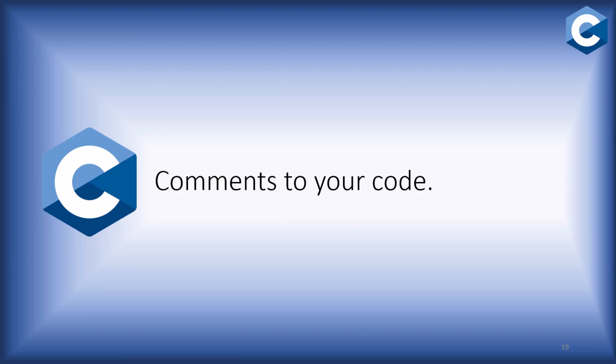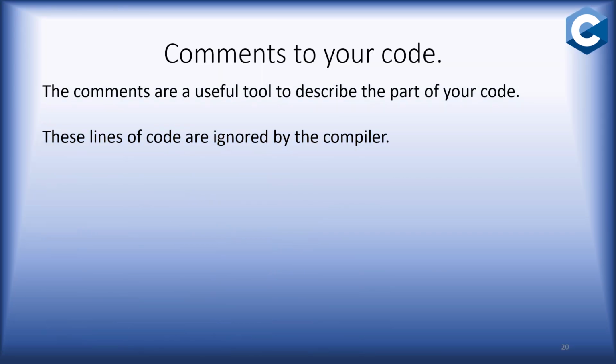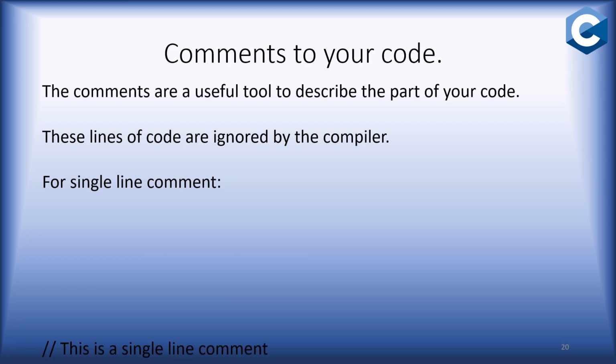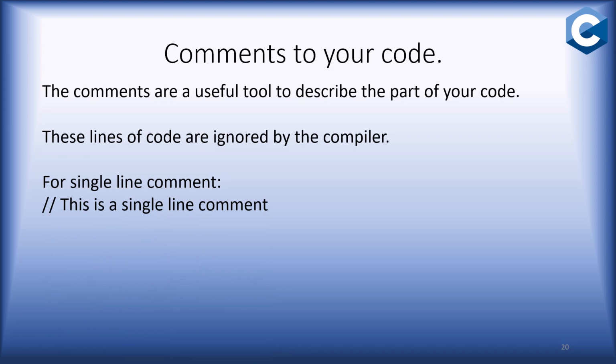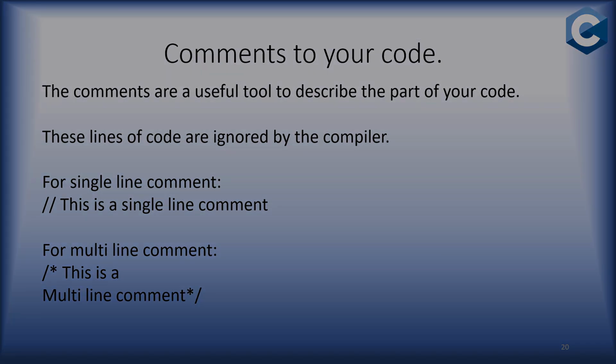Talking of comments, let us see how to use comments in your own code. Comments are a useful tool to describe a part of the code, and these commented lines are ignored by the compiler. There are two types of comments, single-line comments and multi-line comments. Now let us see an example of each in Visual Studio Code.